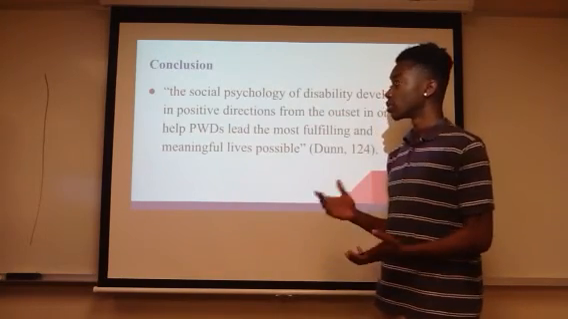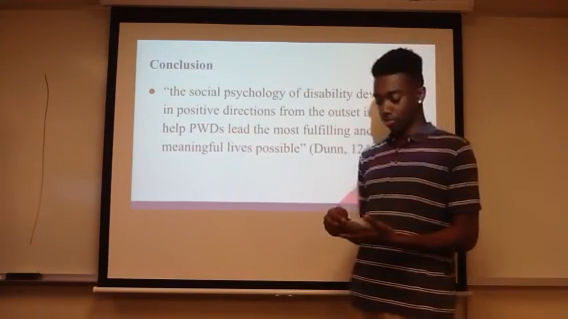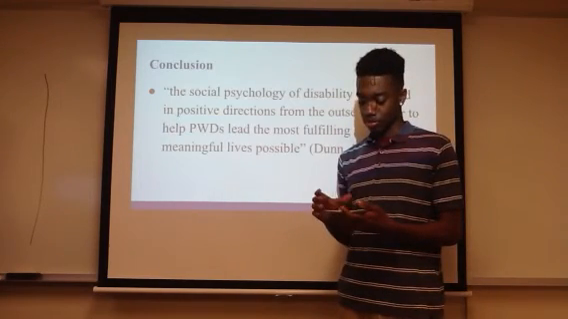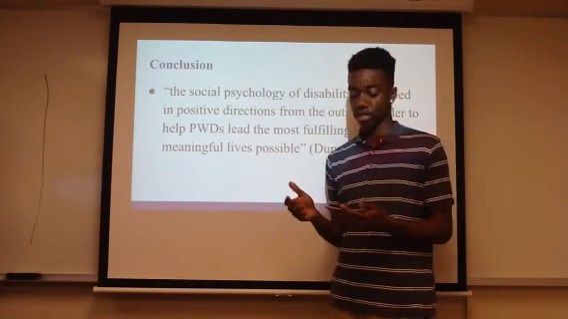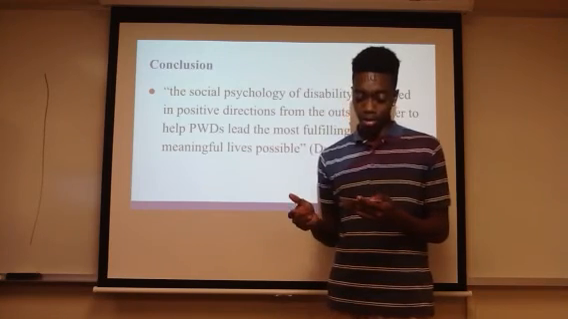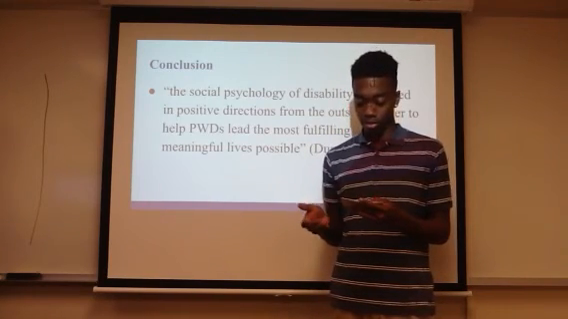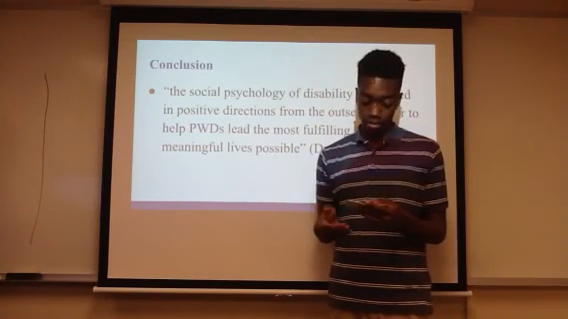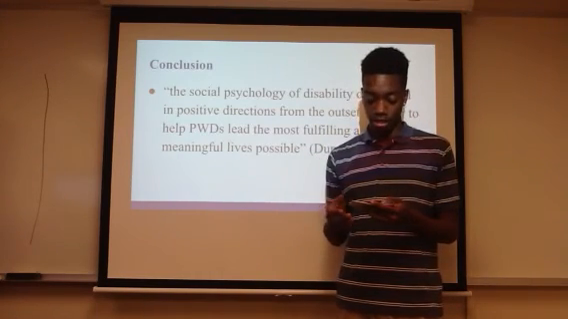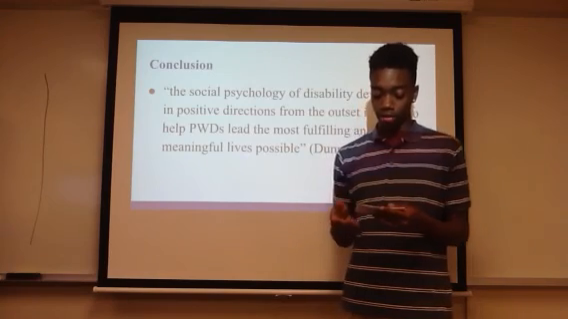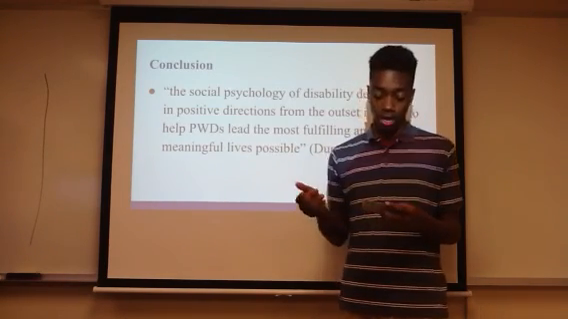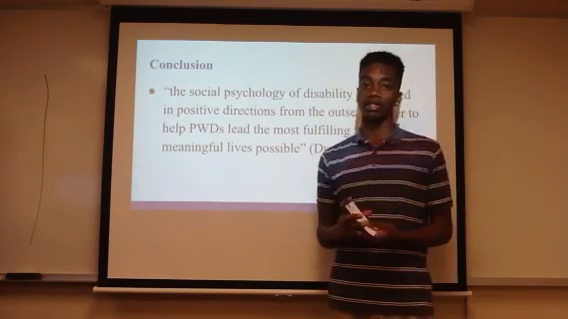So in conclusion, this chapter helped analyze how social psychology of disability is developing a more positive direction to help people with disability live a more meaningful life. Additionally, positive and rehabilitation psychology is supporting people with disability by allowing them to attain positive life skills, values, and habits in order to live a more positive and fulfilling life.